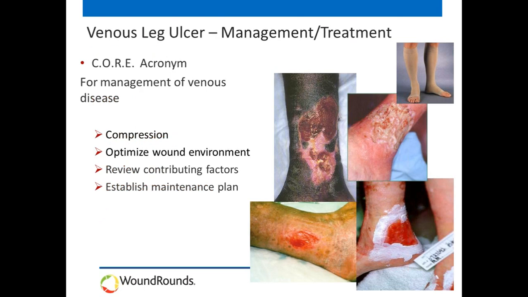The CORE acronym is a really good way to remember all of the steps that you need to do in order to manage your venous disease and take care of your venous ulcer. The fundamental principles of using CORE: C being compression first, because we know we need to control our edema and we need to improve that venous return. O is to optimize your wound environment, so removing necrotic tissue and maintaining optimal moisture levels and protection. R is to review your contributing factors, as well as E, establishing a maintenance plan, so covering maintaining and preventing recurrence.